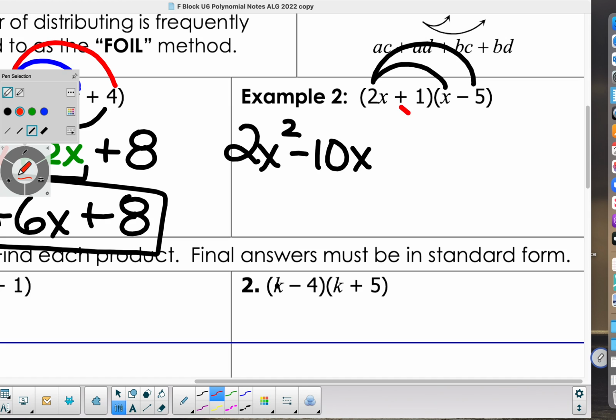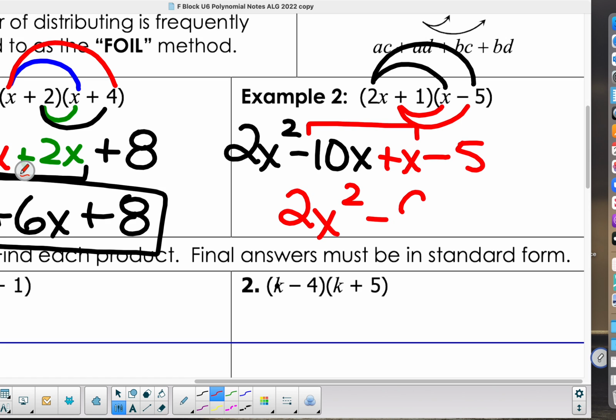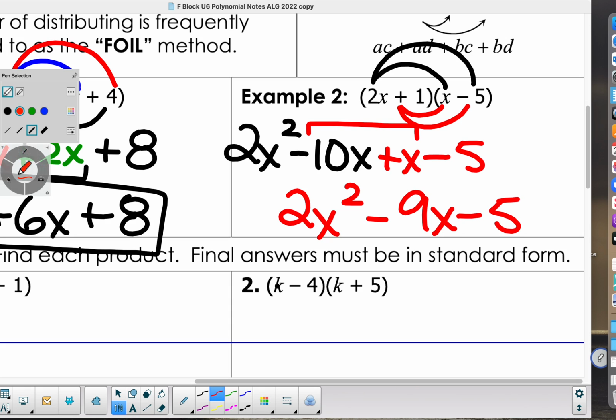I'm now going to distribute the positive 1, and lastly to my constant. And once again, I've created the pair of like terms in the middle. I combine the like terms, so I have 2x squared minus 9x minus 5. That's my simplified product. Notice that it's already in standard form. The variables are all lined up in order.